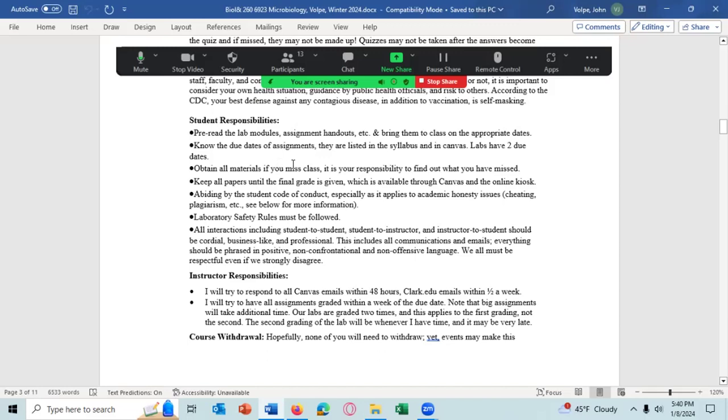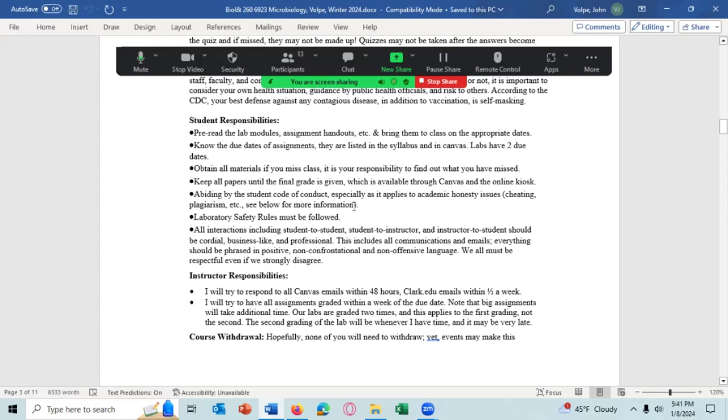Know the due dates of assignments. They are listed in the syllabus and in Canvas, and they should also be in the catalog. Hopefully they will be listed correctly in the catalog. If not, you're going to have to go by the syllabus and by Canvas. If you miss a class, it's your responsibility to find out what you have missed. You should keep all papers until the final grade is given, and then if there is a question, we can go through it together.